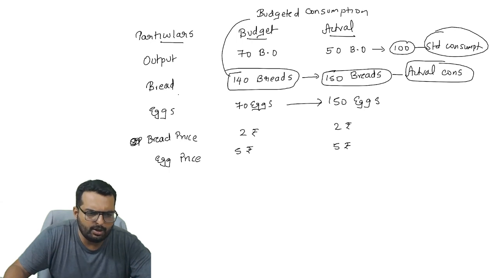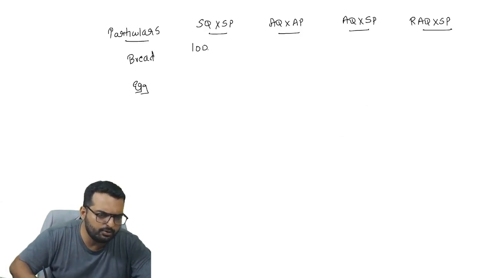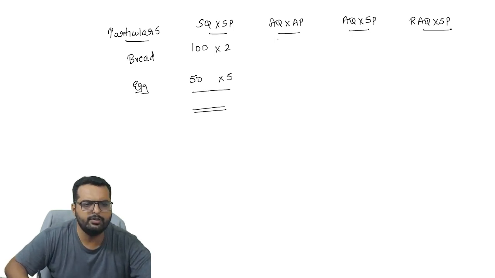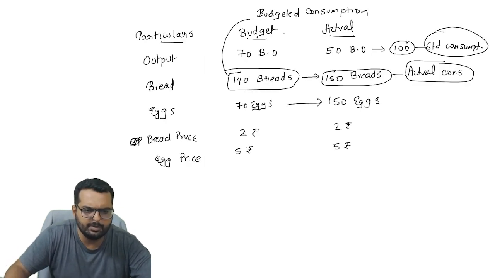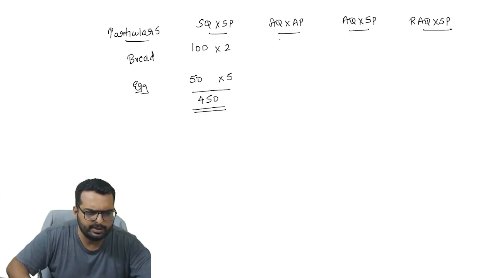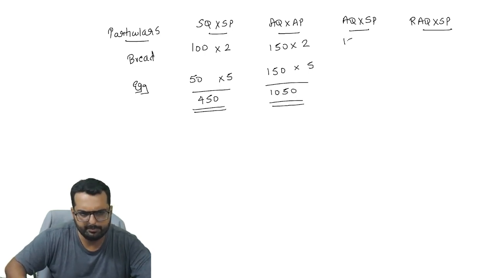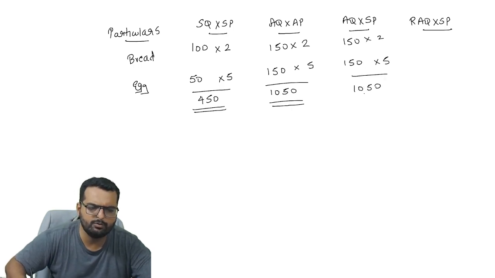For 50 bread omelette, how many breads are supposed to be consumed? 100 and 50. 2 and 5. Am I right? So you'll get 200 and 250. It will be 450. Here, actual quantity will turn out to be how much? 150, 150. 150, 150 into what was the actual price? 2 and 5. So that's 300 and 750, 1050. 150, 150 into 2 and 5. Again, you will get 1050.